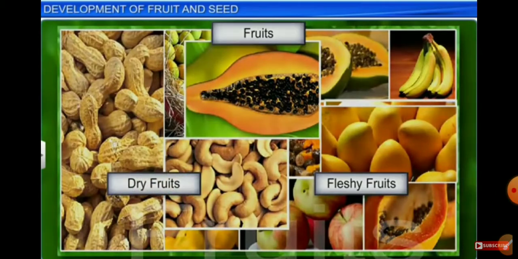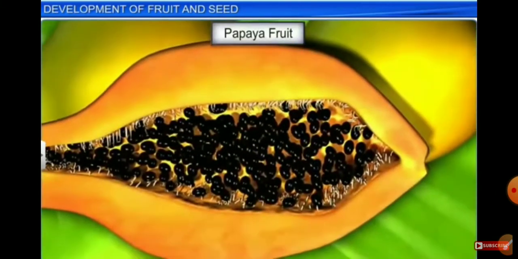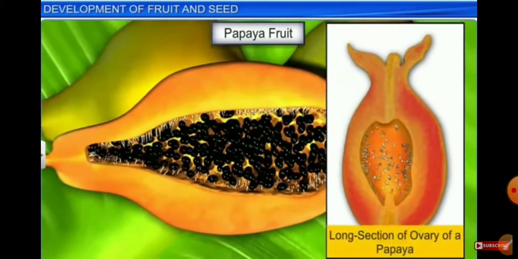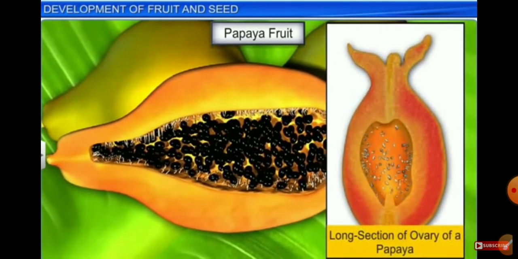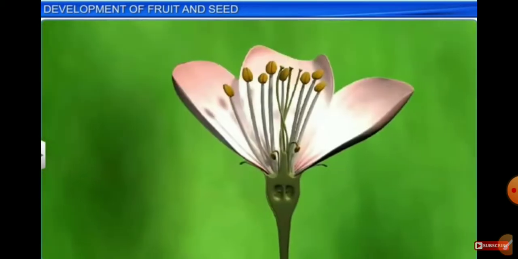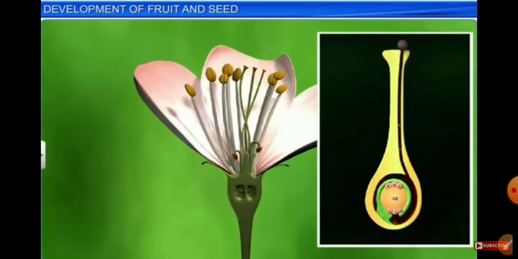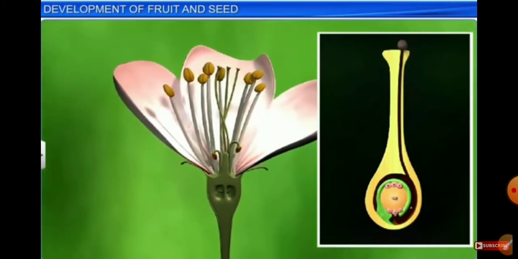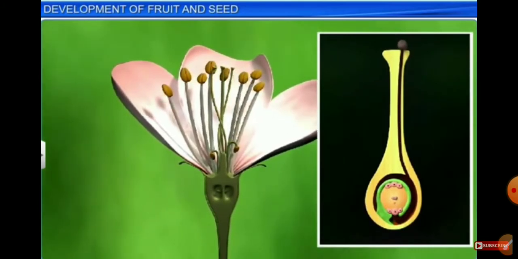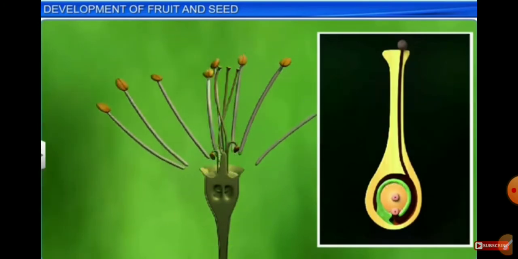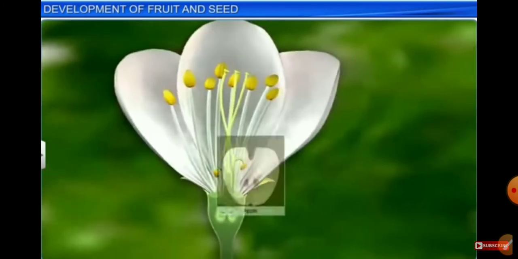So this is about the development of fruit and seed. The papaya fruit is a fleshy fruit. The long section (LS) of the ovary of papaya is given, and you can see here pollination, germination of the pollen tube, fertilization taking place, the embryo develops, and the calyx and corolla fall off.